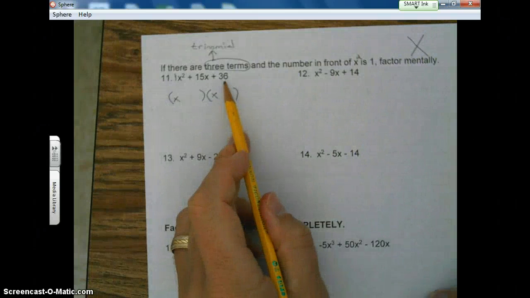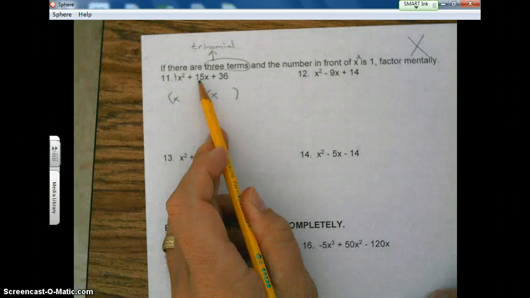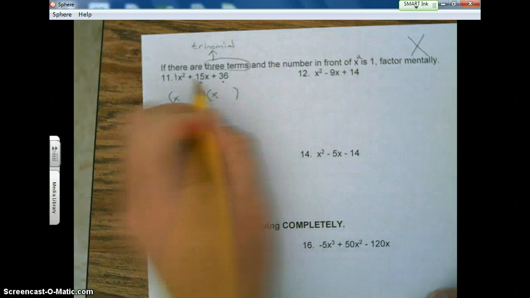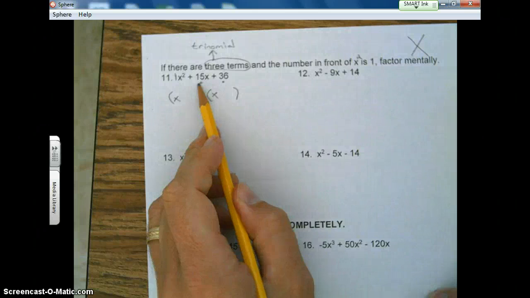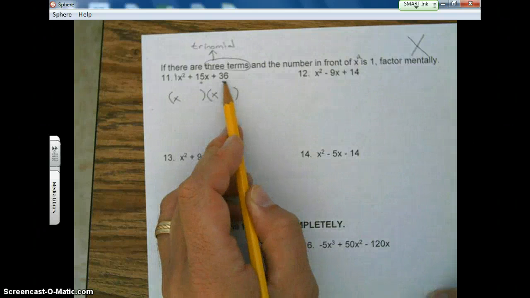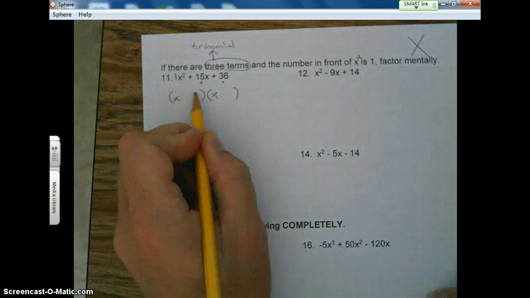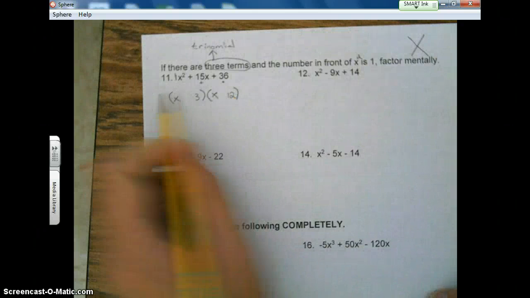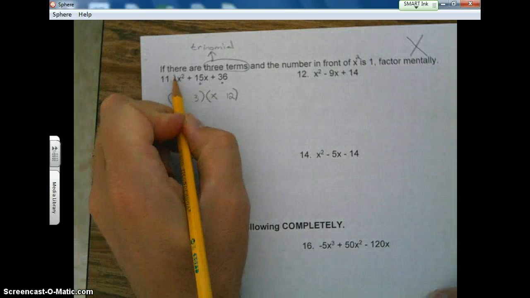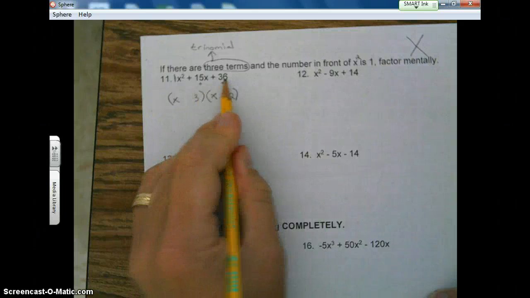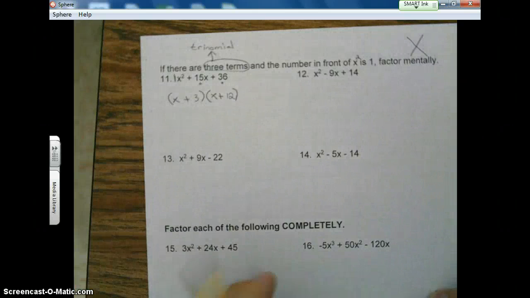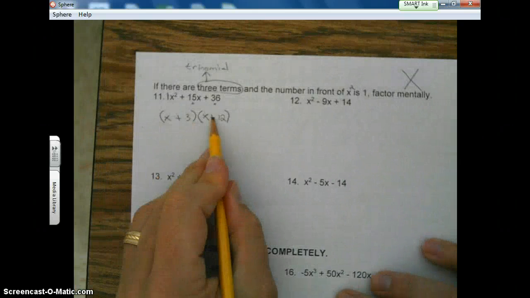2 numbers that multiply to give us 36 and add to give us 15. So here's our multiplier. Here they need to add. So 1 and 36, 2 and 18, close. 3 and 12. There you go. 3 times 12 is 36. 3 plus 12 is 15. Now remember, this only works when the a value is a 1 and we can find the numbers. So positive and positive. So those are your 2 factors, factored completely.